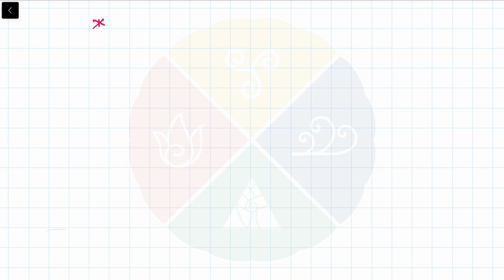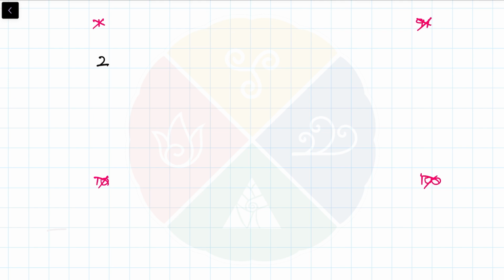1 is not there. 10 is not there. 2, 3, 4, 5, 6, 7, 8, 9. 91 is not there. And then 100 is also not there. Now we have to write down all the prime numbers in the first 2 columns. That you have to learn by heart. There is no other way.